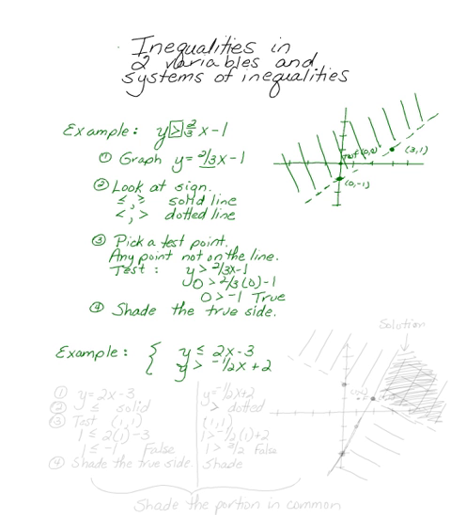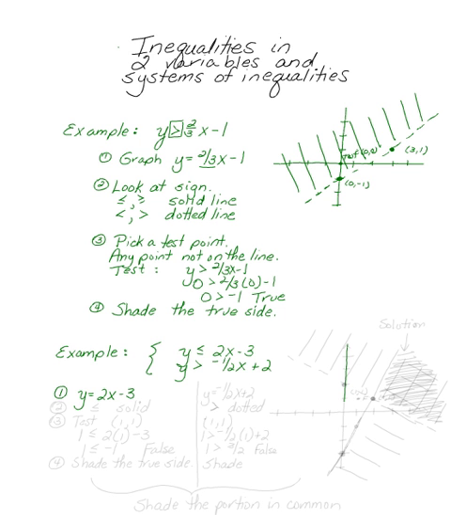Now, when we have a system, we are going to just graph each of them individually first and then find the solution to our system. So let's go ahead and start by using the first inequality. The first thing we're going to do is graph the equation y equals 2x minus 3.